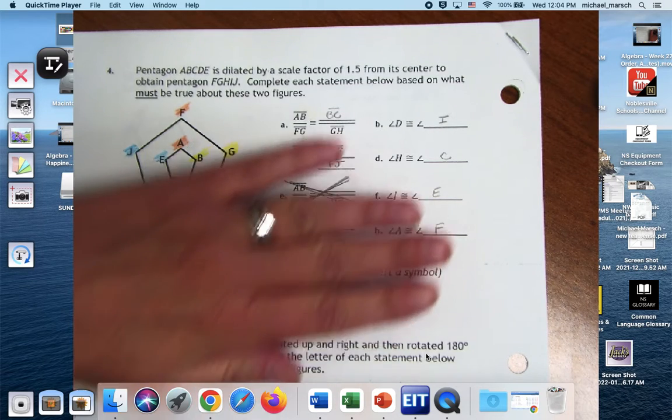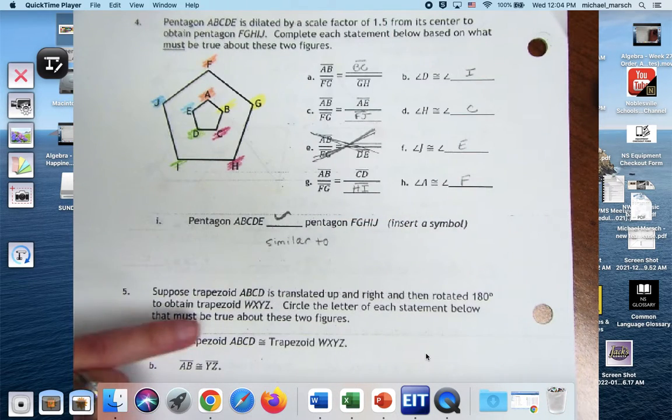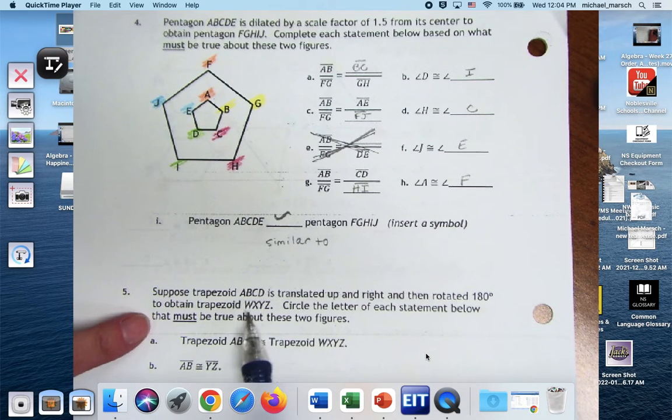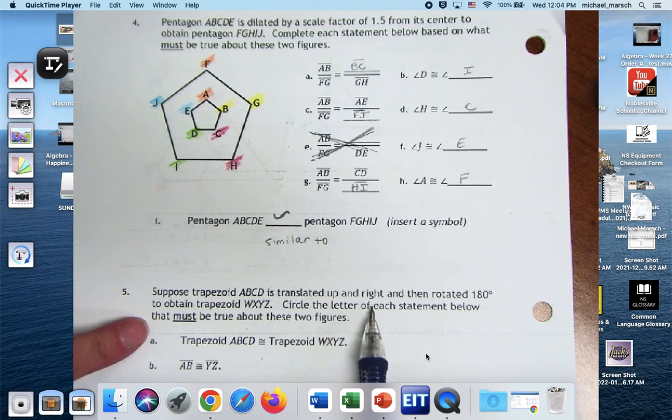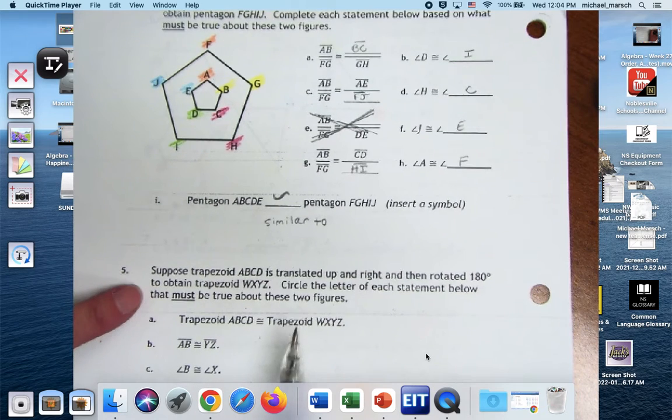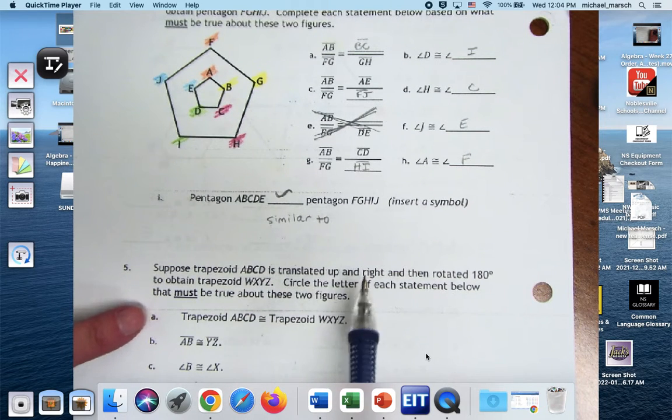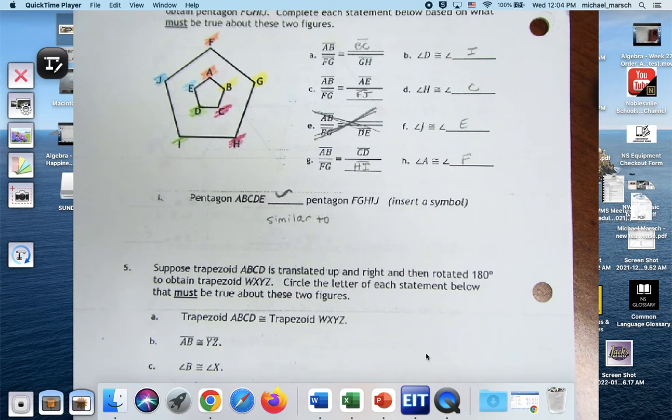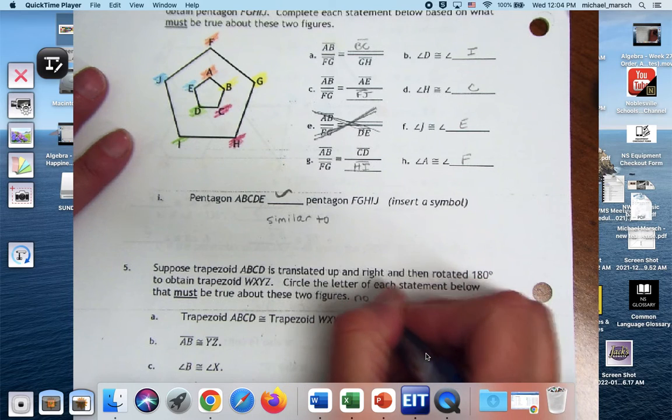Okay, so now we're going to move on to a totally different shape. We don't have a picture with it. We have trapezoid ABCD is translated up and right and then rotated 180 degrees to obtain trapezoid WXYZ. So I know that this was shifted up and over and then it was rotated. Did I change the size? No. No dilation. So go ahead and write yourself a note there.